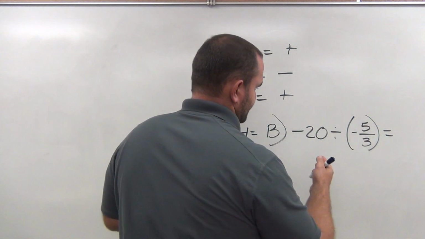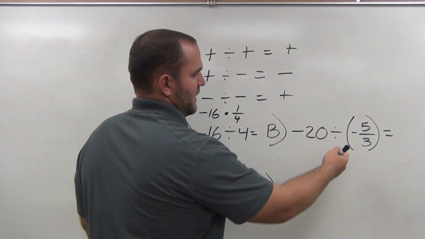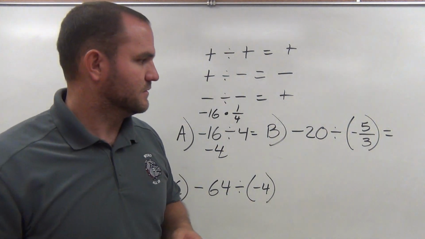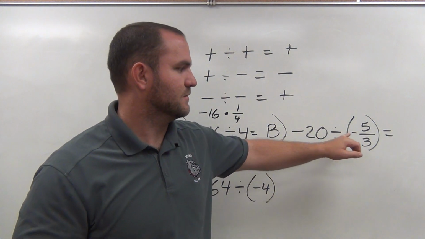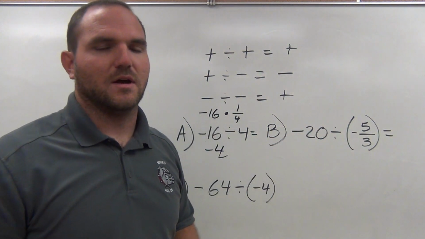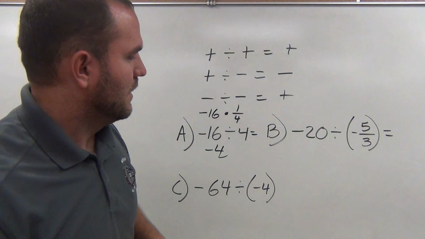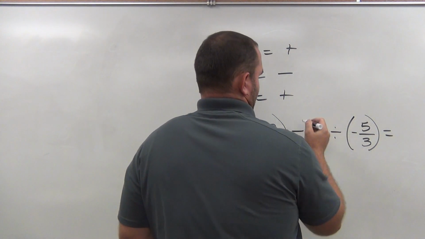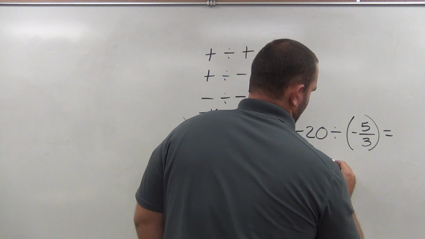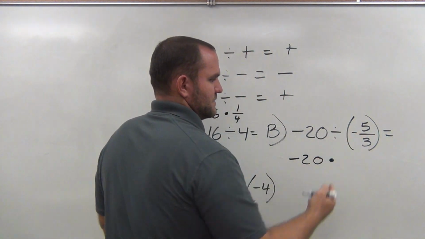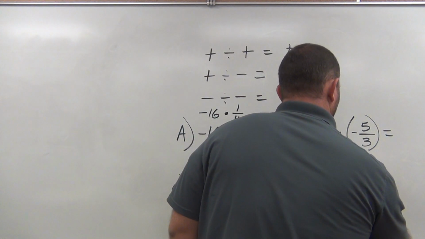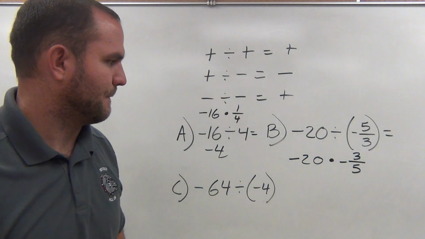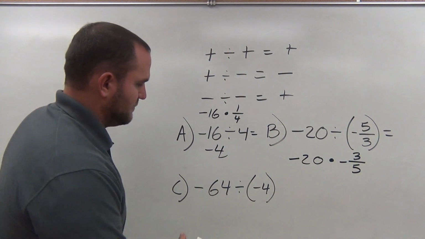So looking at this one here, we have negative 20 divided by negative 5 over 3. Now, once again, you could put that into your calculator, and hopefully you got negative, and so negative, negative would be a positive. Hopefully you got a positive 12. Now, if we were to do the multiplicative inverse, so I want this to be multiplication instead, negative 20 multiplied by, now we need to use the inverse of this. It would be a negative 3 over 5. This would also be 12.